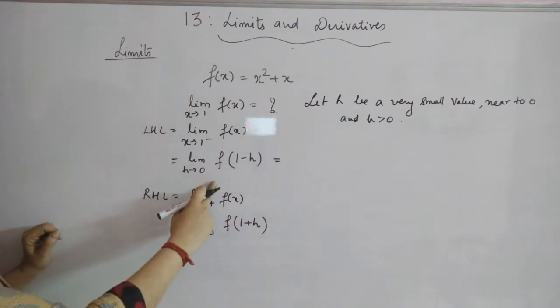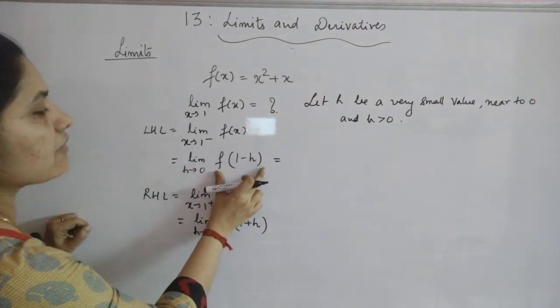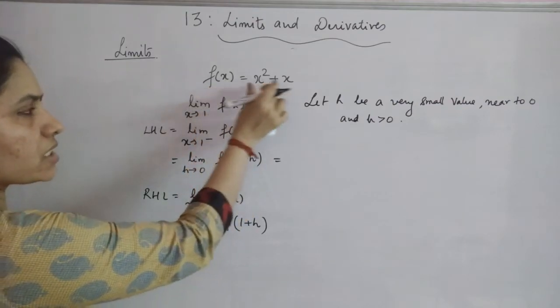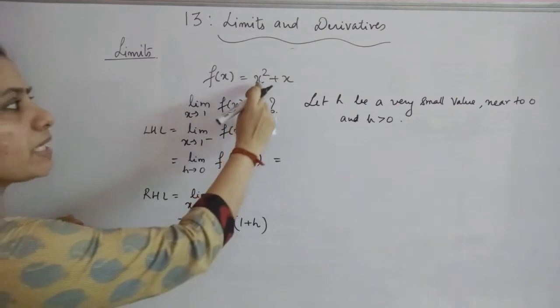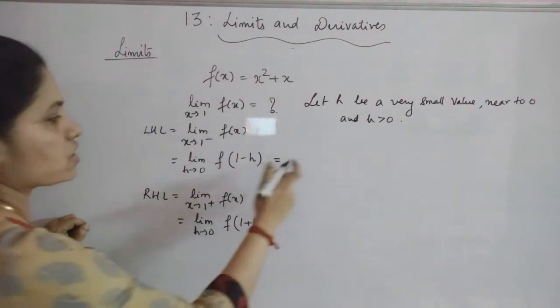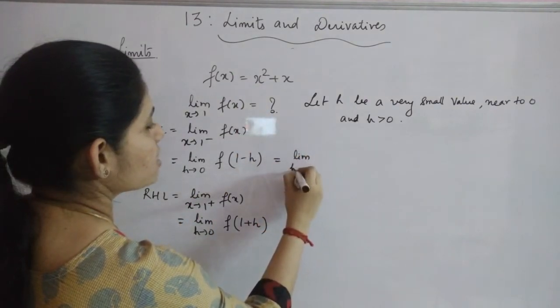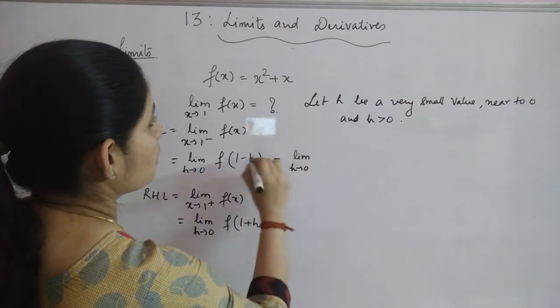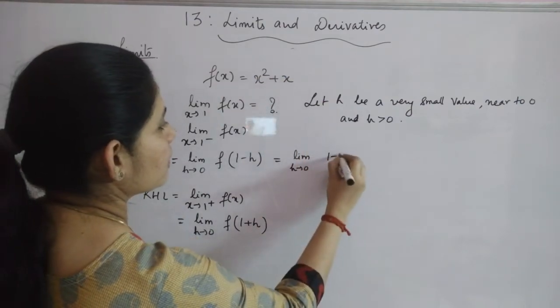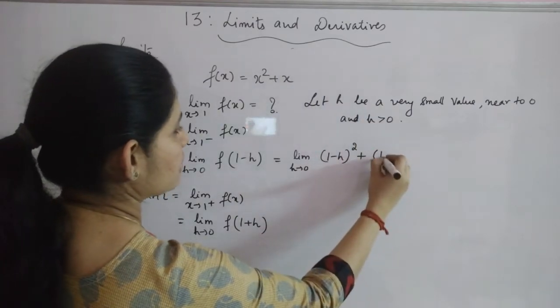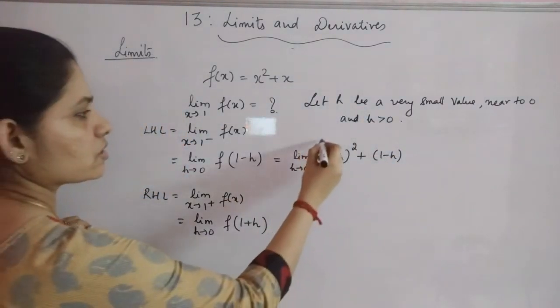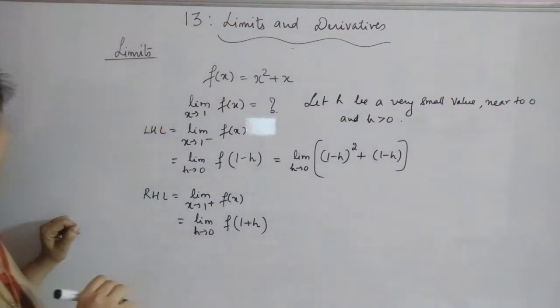So for the left hand limit, I am just replacing this with f of 1 minus h. f of x is x square plus x. So what will be f of 1 minus h? You have to replace x with 1 minus h. So I will get limit h tends to 0, and instead of x, I will write 1 minus h the whole square plus, again instead of x, 1 minus h, right? So this is your function value now.